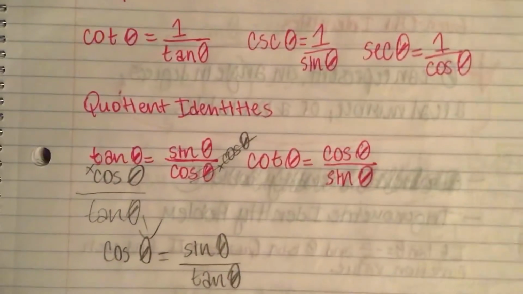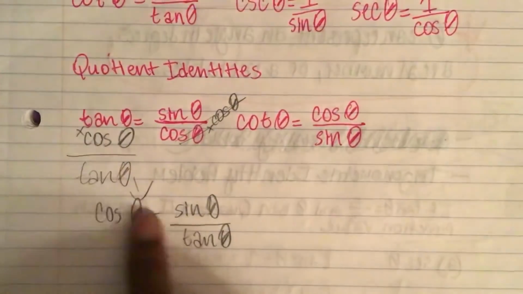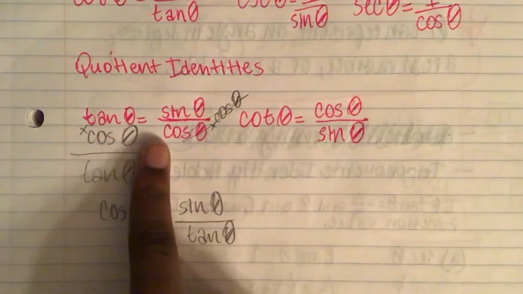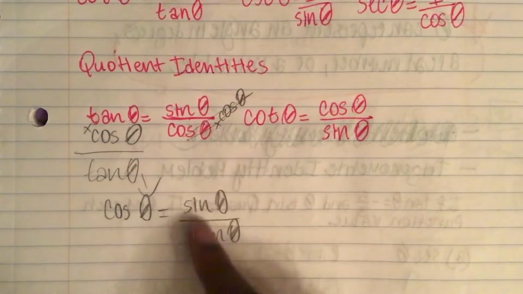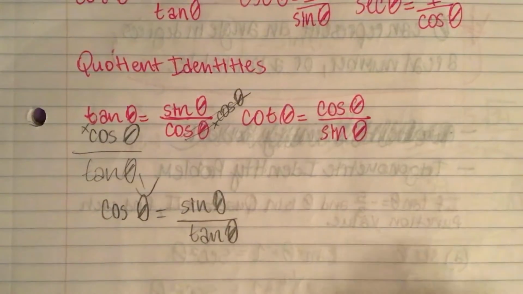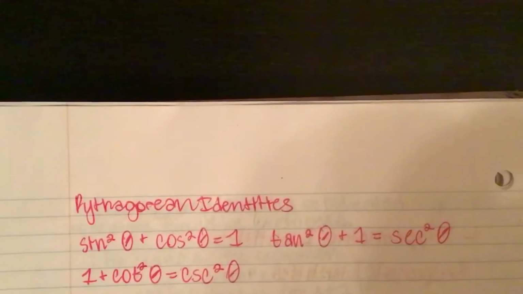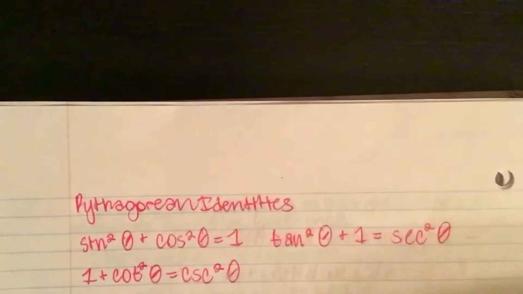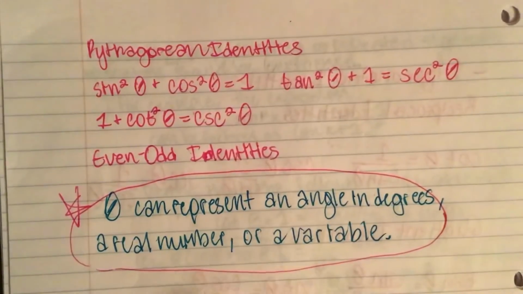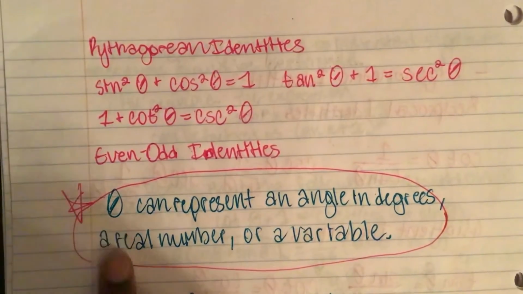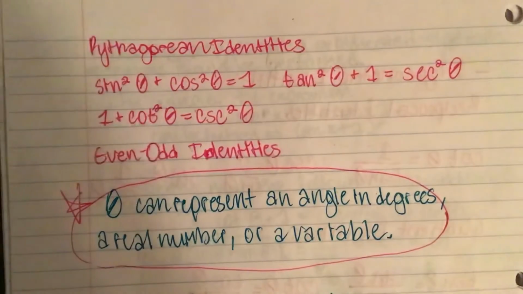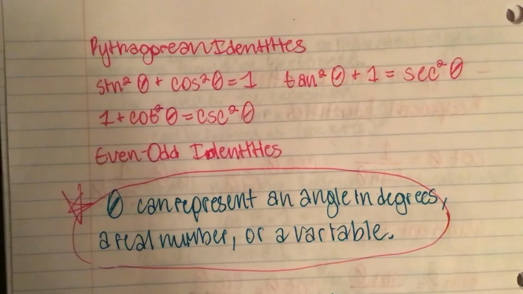Then we have our quotient identities here, and here you can see I demonstrated how you can flip those around. So tangent of theta equals sine of theta over cosine of theta. Then the cosine of theta would equal sine of theta over tangent of theta. Here are the Pythagorean identities. And as you can see, ignore that even odd thing. We talked about how theta can represent anything from an angle to a real number or a variable in a problem, and I demonstrated that with an example I did in my last video.